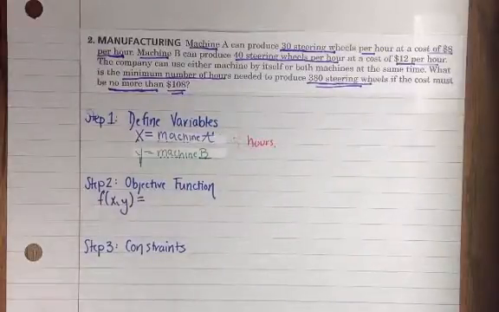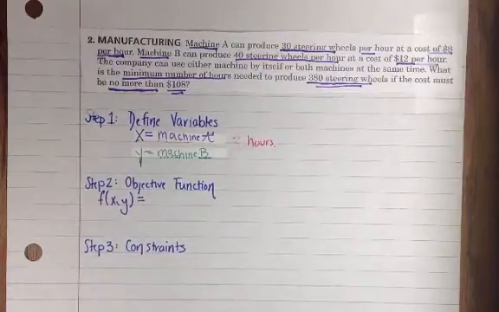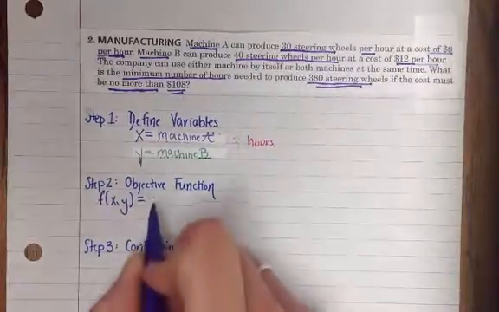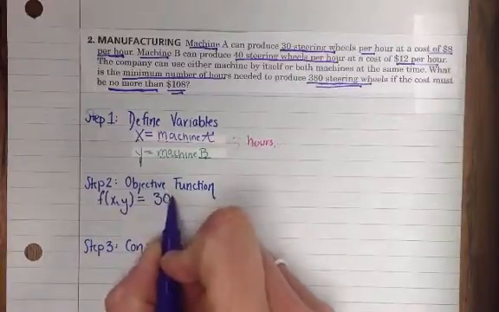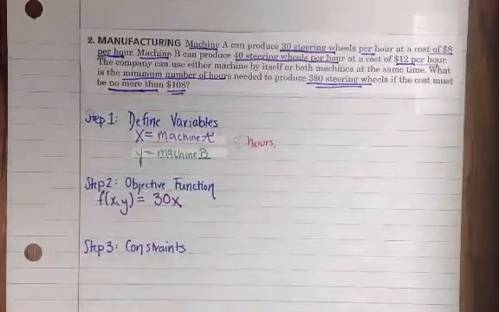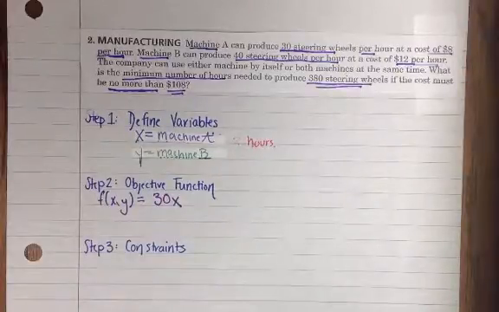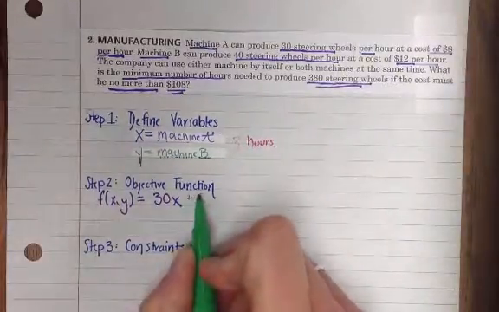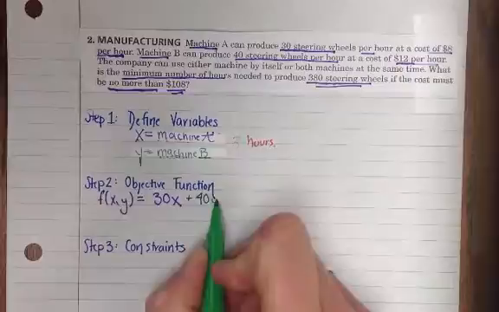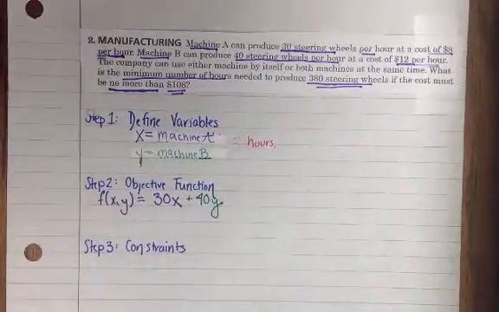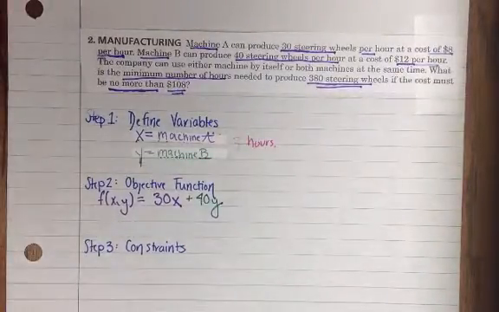And so x represents the number of hours for machine A, and it can produce 30 steering wheels per hour. So that is being said as 30x. While machine B can produce 40 steering wheels per hour, so we would say plus 40y. So there we have our variables defined. We have our objective function. Now we're going to be looking at the constraints.